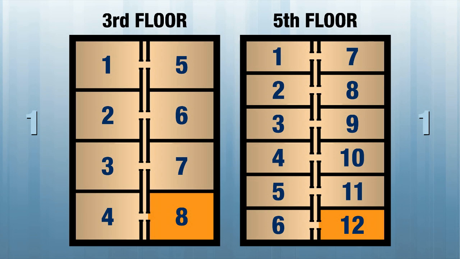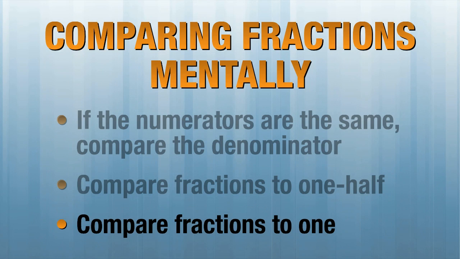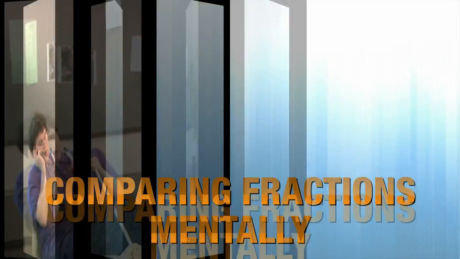No! Charlie is 1/12 from being done, and Joe is 1/8 from being complete. 1/12 is less than 1/8, so Charlie must have cleaned more. You will find that you often compare 2 fractions to 1 to determine which is larger or smaller.